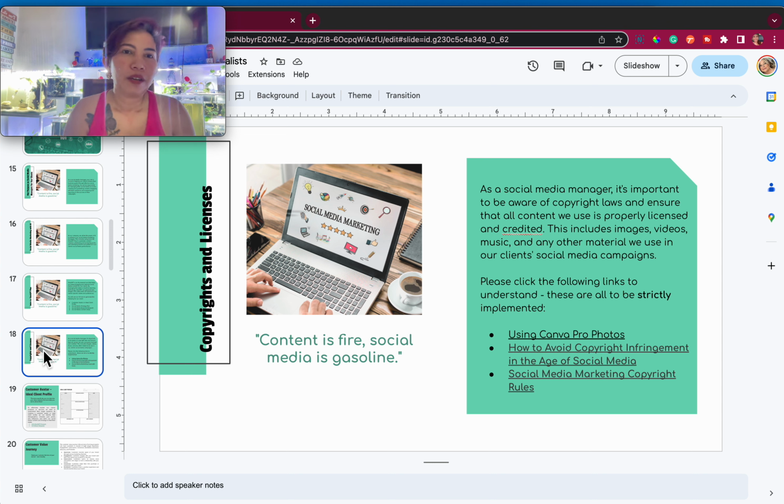Now, copyright and licenses. You know, when we do social media marketing, we use a lot of videos and photos. When we have clients that are just onboarding, when we onboard new clients, what we do is we request them for photos and videos. We ask them to provide us with photos and videos that they own.